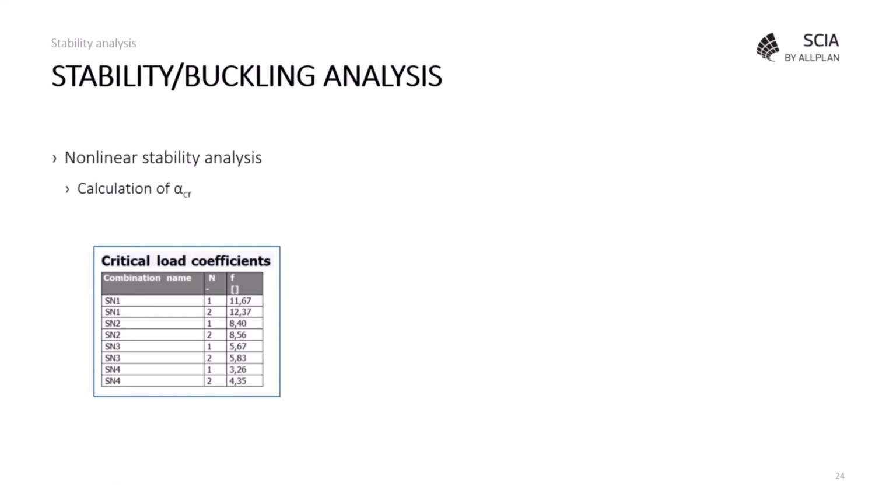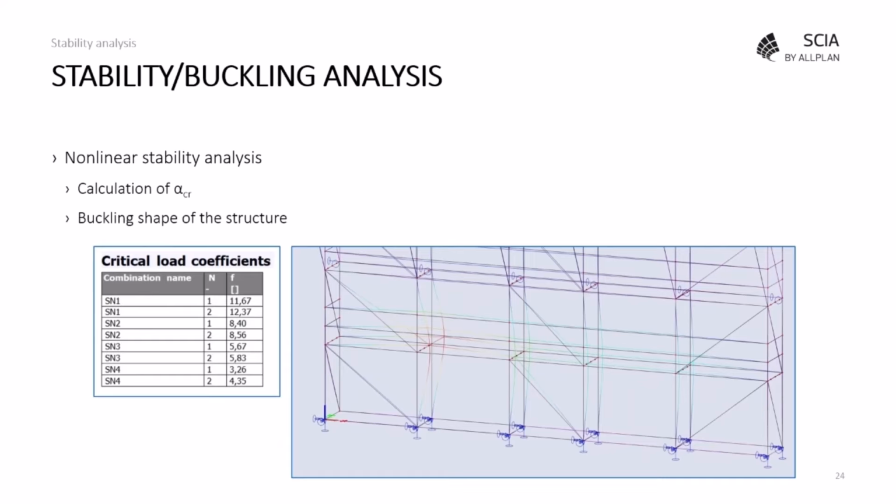The result of the analysis is alpha critical, so that will indicate with which coefficient your load should be multiplied for the buckle mode to occur. And of course, it will also give you the buckle mode or the buckling shape of the structure, as you can see here.